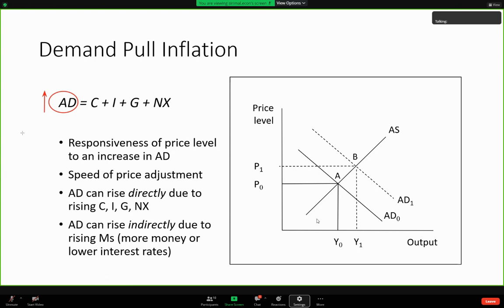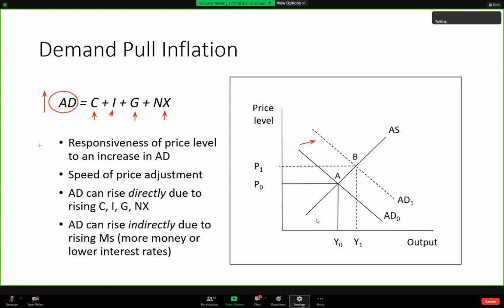So for example, aggregate demand increases. AD can now go up directly because of C, I, E, and the index. When the aggregate demand rises, all these components will rise too. Why does the aggregate demand rise? Because of increased government spending or because more money is available. It's monetary expansion.